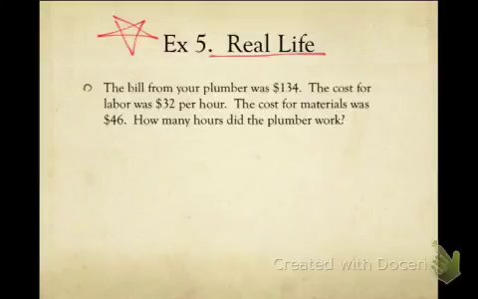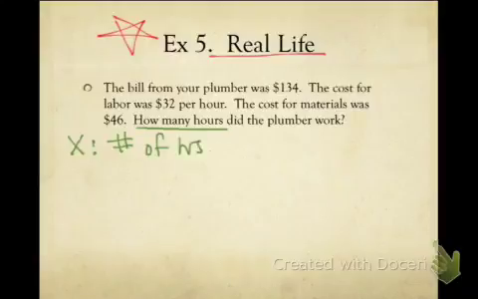So this problem says the bill from your plumber was $134. The cost for labor was $32 per hour. The cost for materials is $46. How many hours did the plumber work? So again, look to the question, how many hours did the plumber work, and choose your variable. X equals the number of hours the plumber worked.